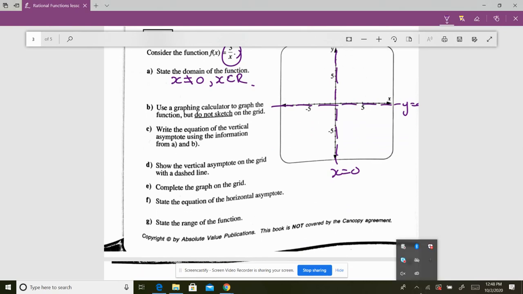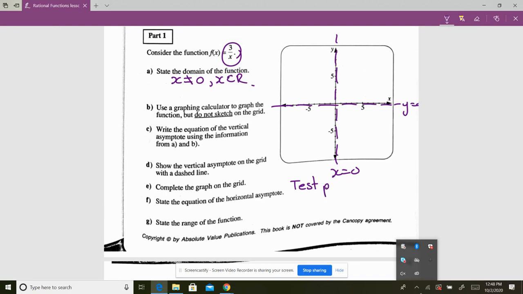Test points on either side of the vertical asymptote. And I'm going to write VA for vertical asymptote. Because we need to see what quadrant the graph is in. Okay, so if we test the point on this side, the right side of the vertical asymptote, what would be the easiest point to test? X is equal to what?